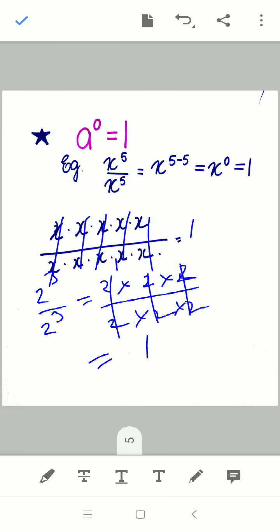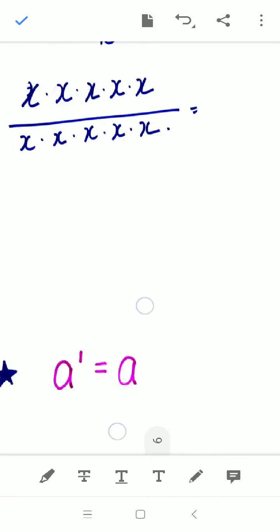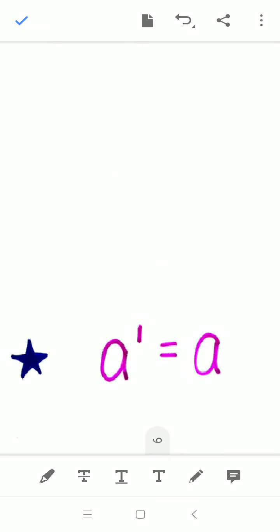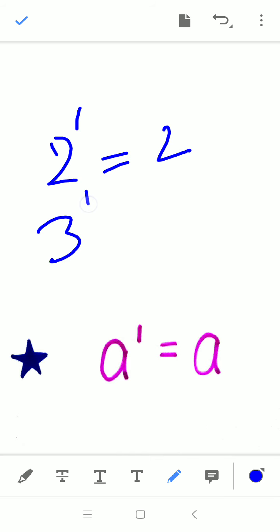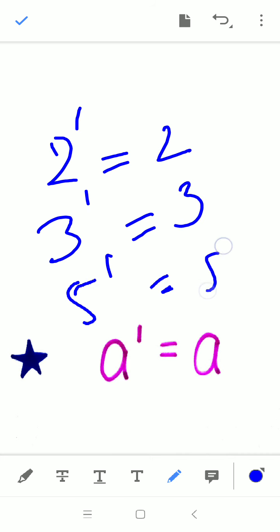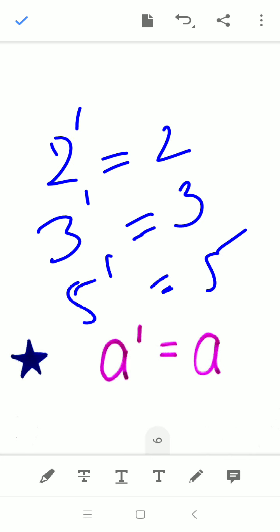The next is any number raised to the power 1 is going to give you the number itself. Suppose we have 2 raised to the power 1. This is equal to 2. 3 raised to the power 1 is equal to 3. 5 raised to the power 1 is equal to 5. Any number raised to the power 1 gives you the same number.